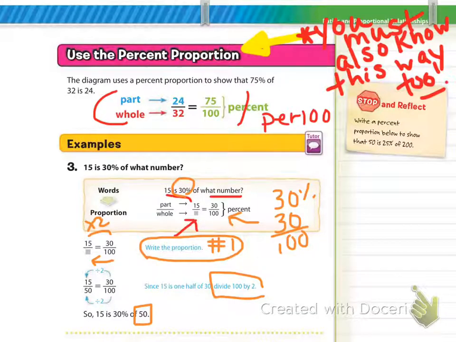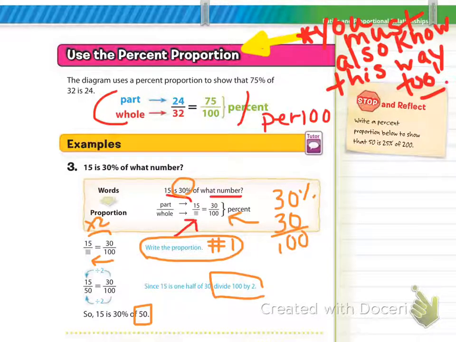Again, sorry about the issue with recording, but this is the other way you must understand how to find percent problems. You have to know the percent proportion, which they've written for you, and they have nice colors to help explain. The part to the whole on the left, and then you have your part to the whole on the right representing the percent. And remember, percent literally means per 100.